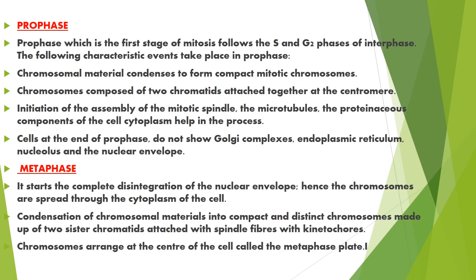Second is metaphase. It starts with the complete disintegration of the nuclear envelope. Hence, the chromosomes are spread through the cytoplasm of the cell. Condensation of chromosomal materials into compact and distinct chromosomes made up of two sister chromatids attached with spindle fibers with kinetochores. Chromosomes arrange at the center of the cell, called the metaphase plate.